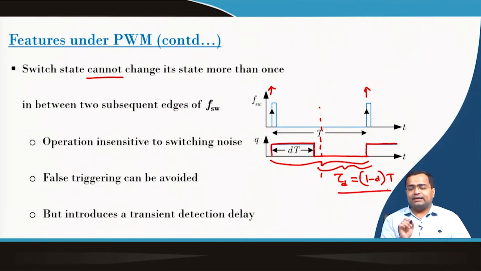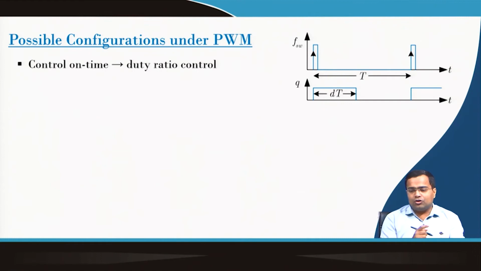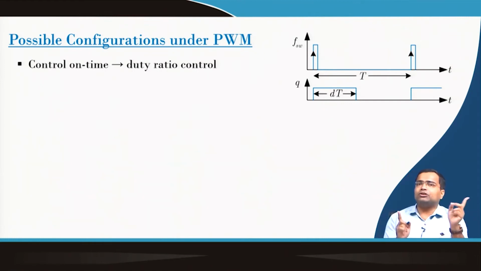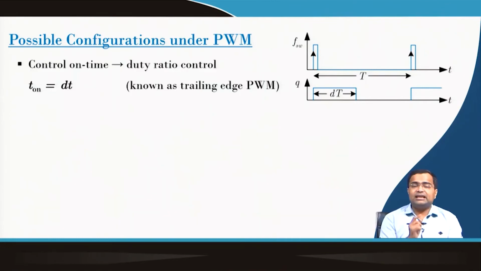This kind of technique is called trailing edge modulation, where the switch turns on at the rising edge of the clock and turns off when a certain logical condition is met. So, possible configuration under pulse width modulation: control the on time, which is called duty ratio control, and that we know as trailing edge modulation, where we directly control the on time.